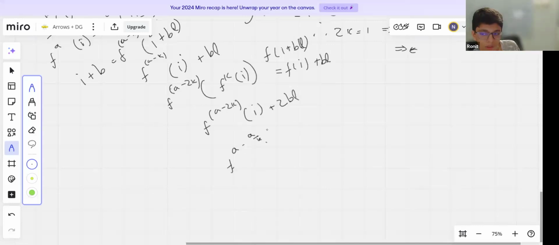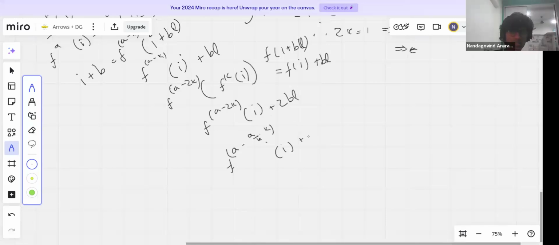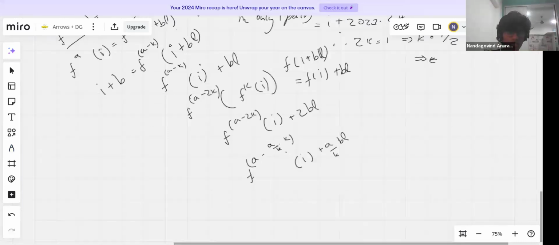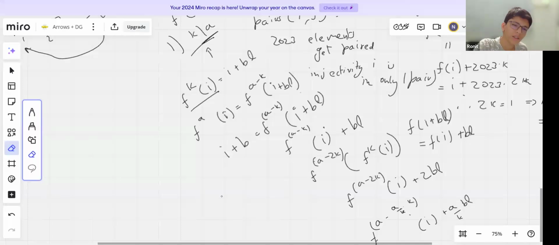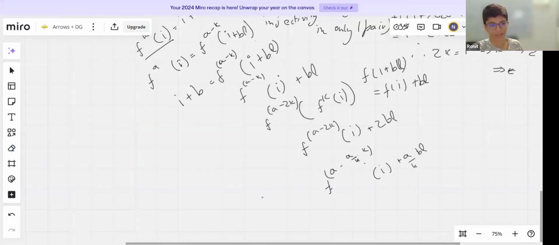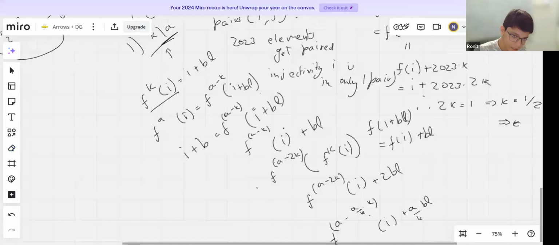Would there be a way, instead of a direct proof, assuming the converse or something like that? Oh, you want to prove this by assuming the converse. This is the direct proof.